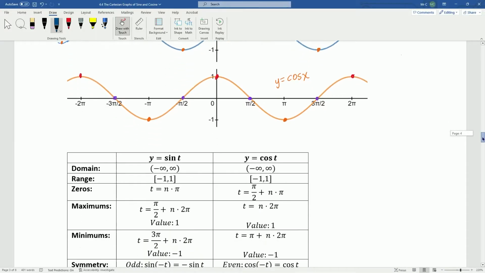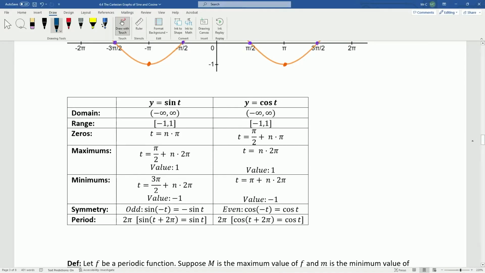Okay, so when we look at the properties here, what do we see? Well, of course, we already know that the domain for sine and cosine is negative infinity to infinity. We can plug in any angle we want into those functions. We already know the range for sine and cosine is negative 1 to 1, because the output for sine is the y-coordinate on the unit circle, and that y-coordinate has to be between negative 1 and 1. And for cosine, the output is the x-coordinate on the unit circle, and that output has to be between negative 1 and 1.